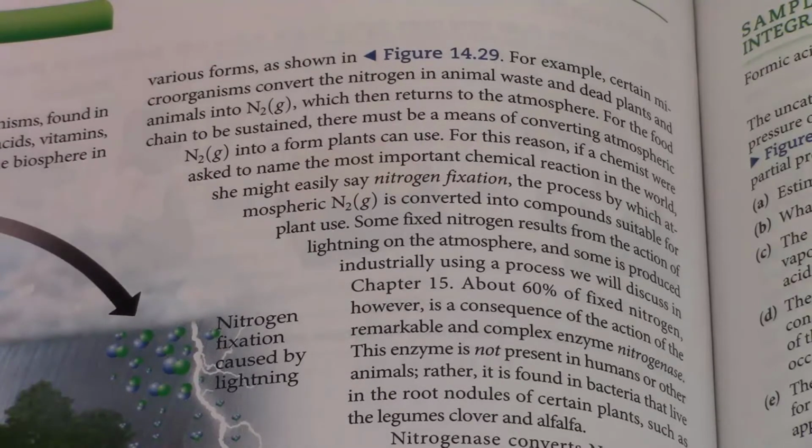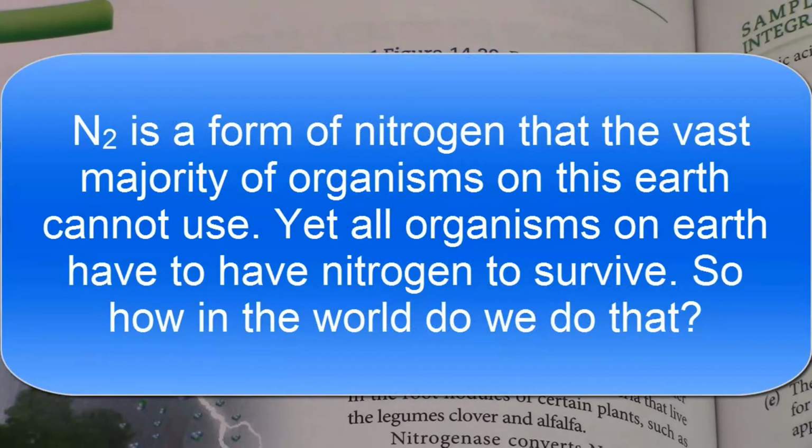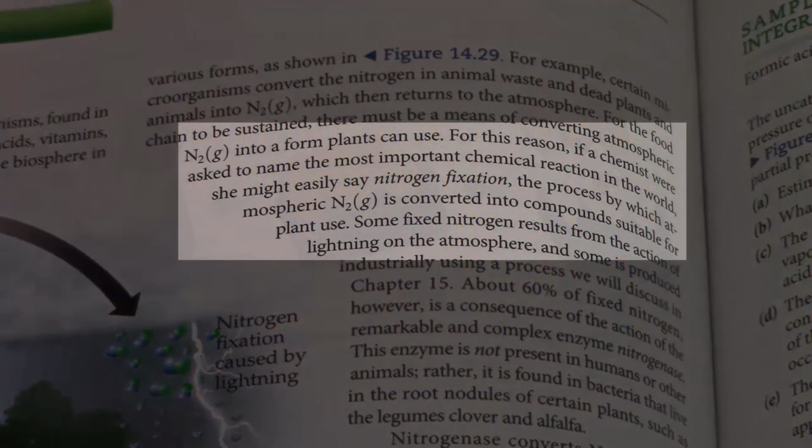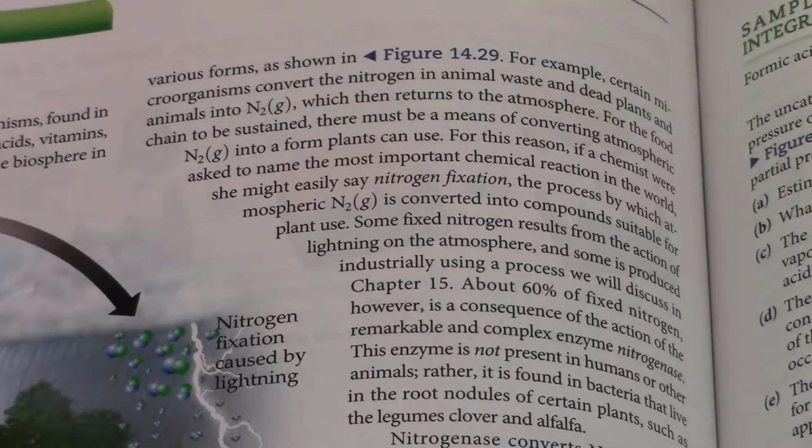I'm going to pause and just mention, N2 is a form of nitrogen that the vast majority of organisms on this earth cannot do anything with. Yet all organisms on earth have to have nitrogen to survive. So how in the world do we do that? Well, we'll read on. "For this reason, if a chemist were asked to name the most important chemical reaction in the world, she might easily say nitrogen fixation, the process by which atmospheric N2 is converted into compounds suitable for plant use." In other words, useful forms of nitrogen.